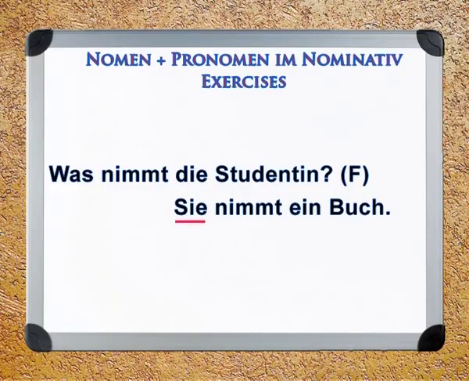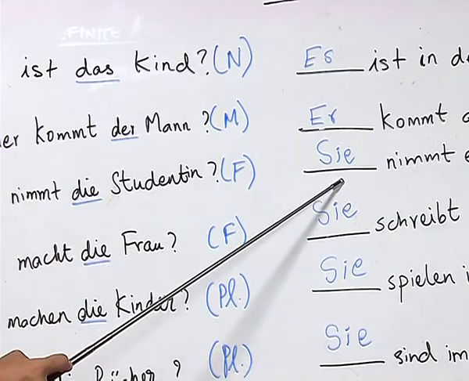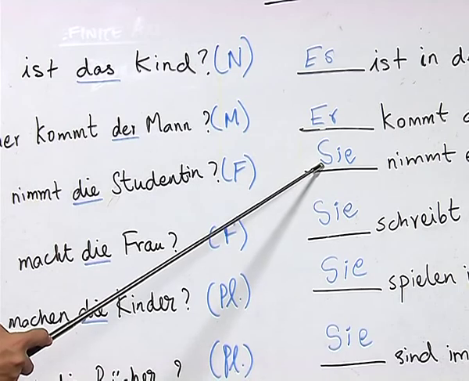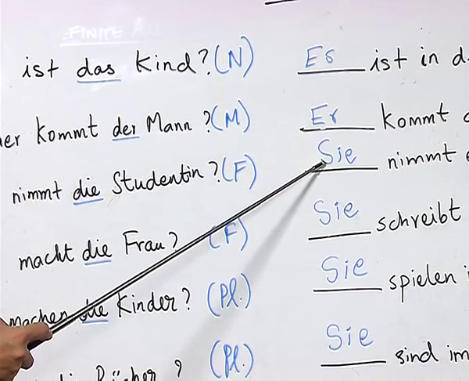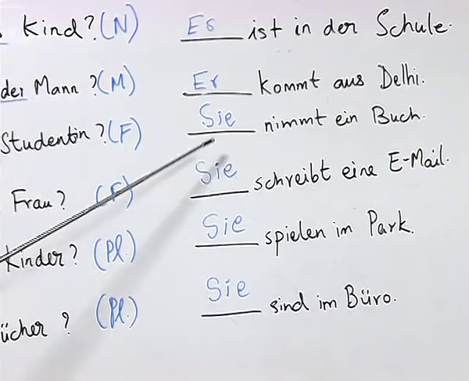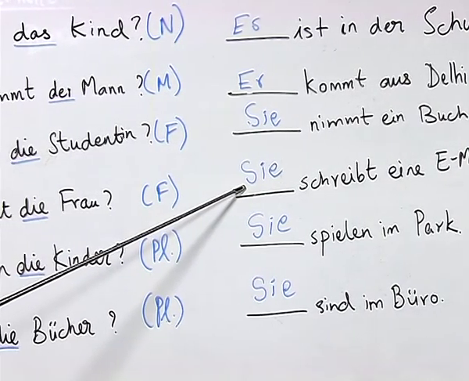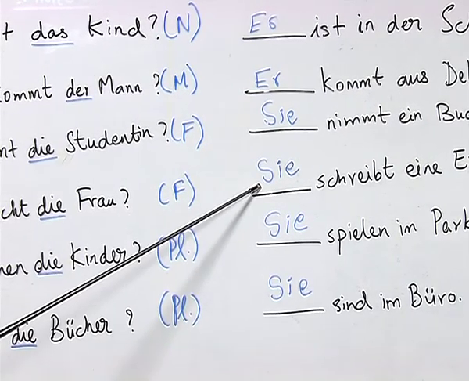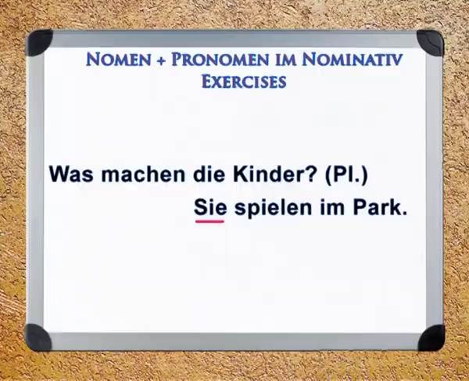Was nimmt die Studentin? Sie nimmt ein Buch. Here the student has written the correct answer, where the student replaced the noun with the pronoun sie, and also as you can see the S is written in capital letter, which shows that the sentence begins here. Was macht die Frau? Sie schreibt eine E-Mail. Here also the student, like in the previous example, wrote the correct pronoun for the noun die Frau, and also with the capital letter S.